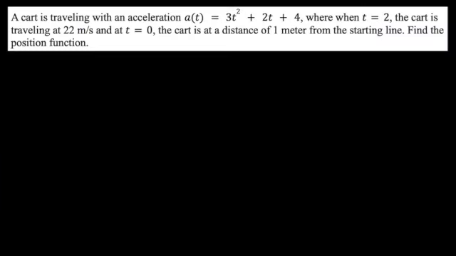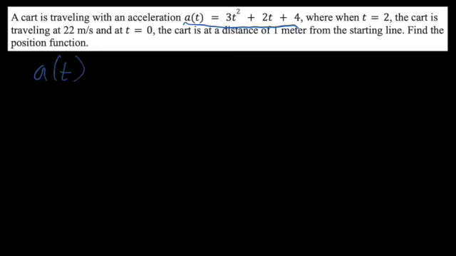We have a cart traveling with an acceleration a of t equals 3t squared plus 2t plus 4. This is the equation for the acceleration of the object, where when t equals 2, so at 2 seconds, the cart is traveling at 22 meters per second. And when time is 0, the cart is at a distance of 1 meter from the starting line. Find the position function.